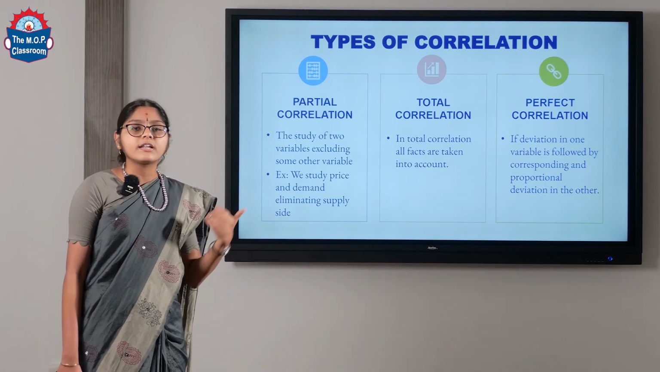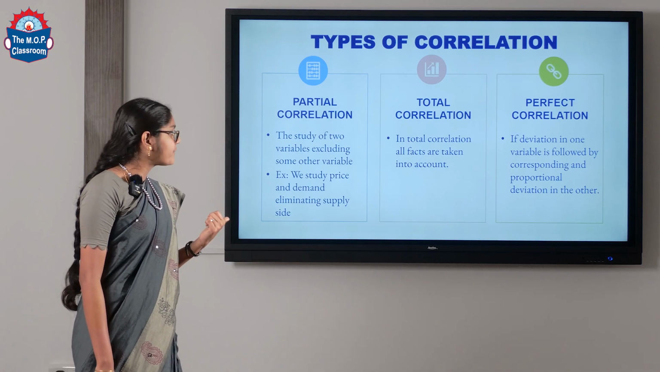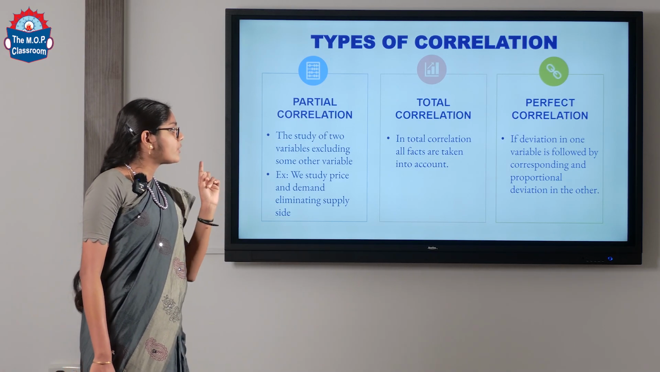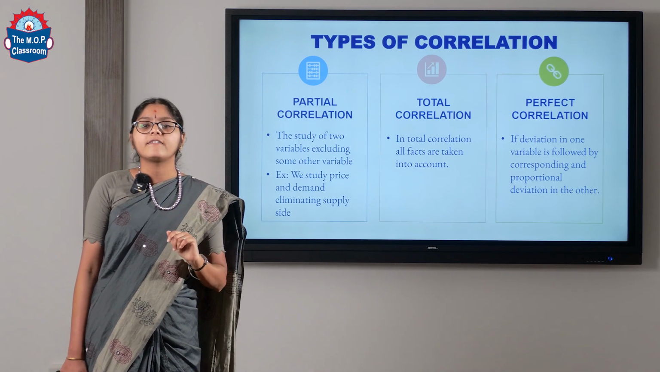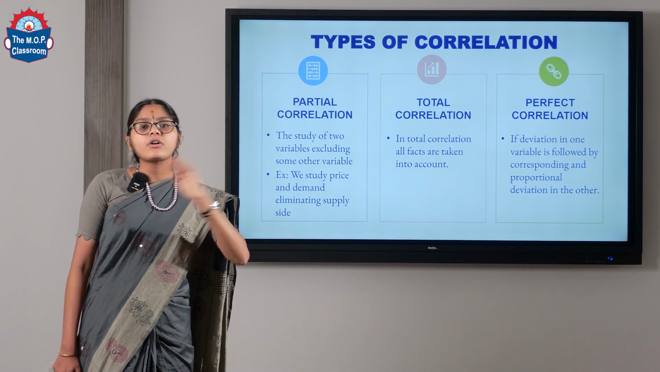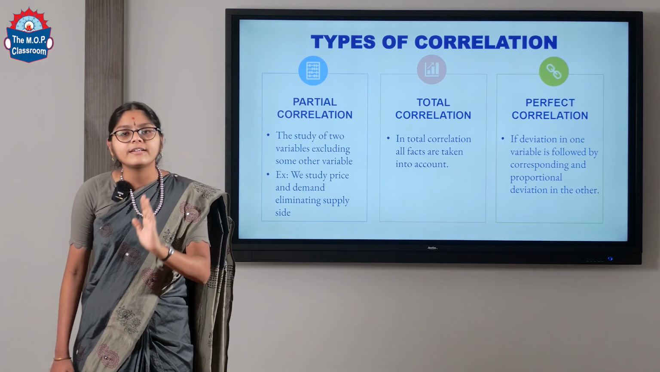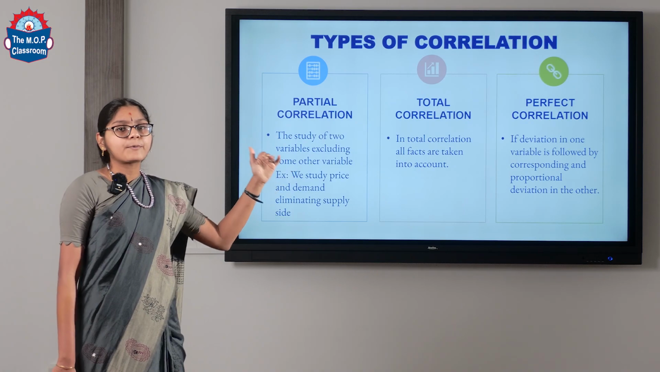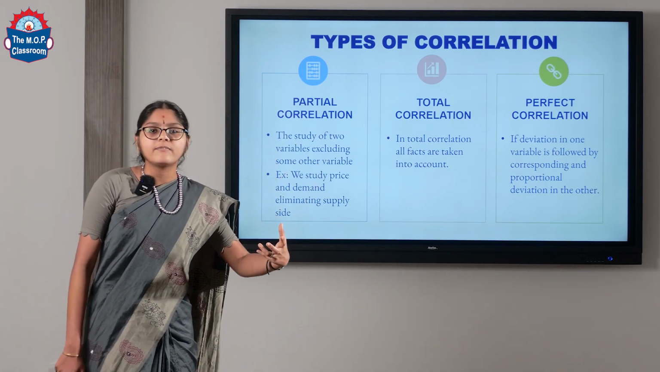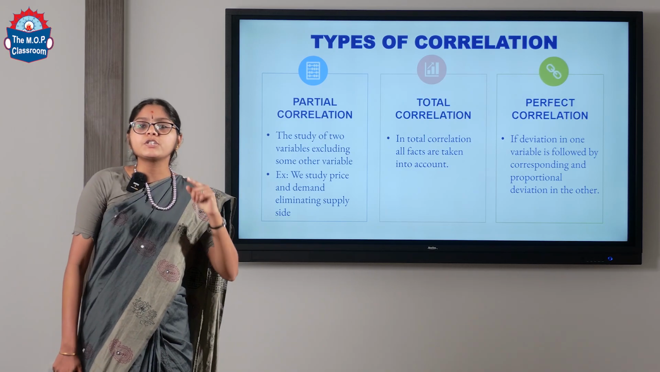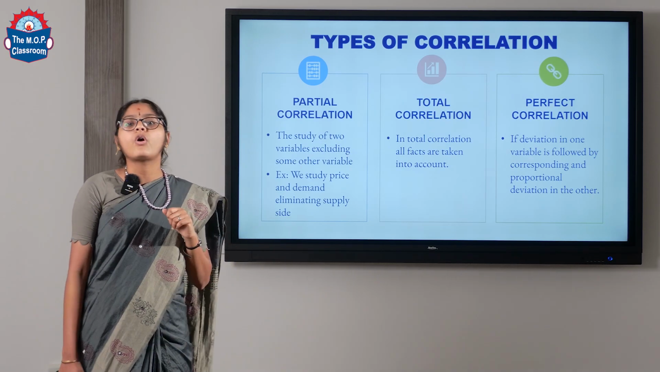That is total correlation. Next is perfect correlation. If a deviation in one variable is followed by a corresponding or proportional deviation in the other, there is a perfect correlation. What does that mean? The proportional deviation in one variable is exactly the same as in the other variable. So that is what is known as perfect correlation.